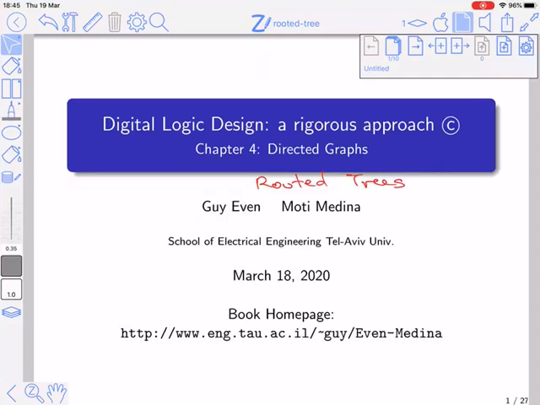Welcome to part 3 of chapter 4 on directed graphs. In this part we focus on rooted trees.